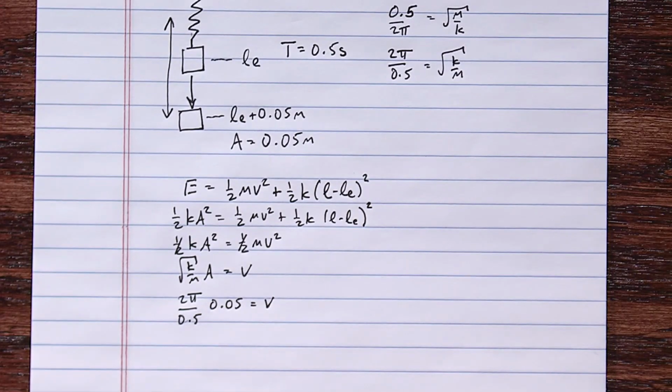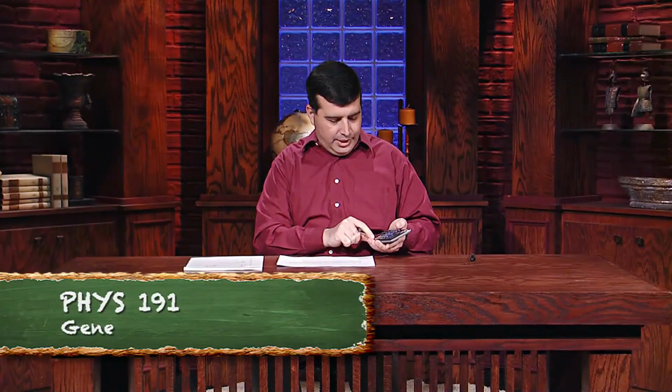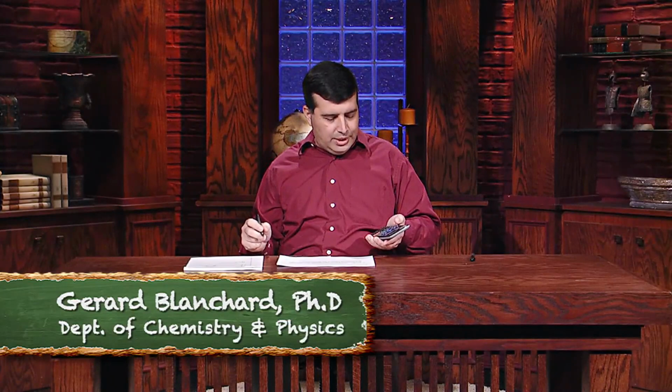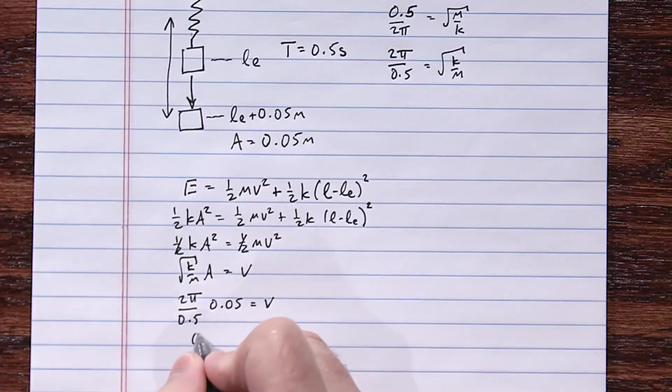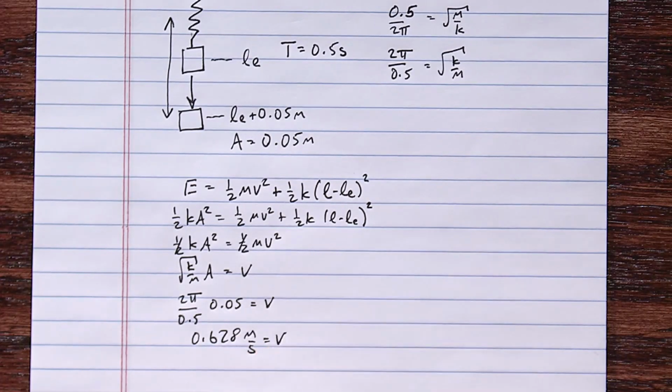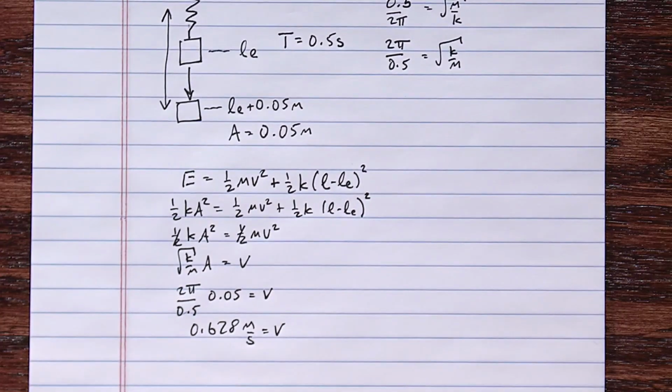And so that is equal to 2 times pi divided by 0.5 times 0.05, which is the amplitude, and we get a speed of 0.628 meters per second, which is equal to the speed at the equilibrium point. That's the answer we were asked to find.